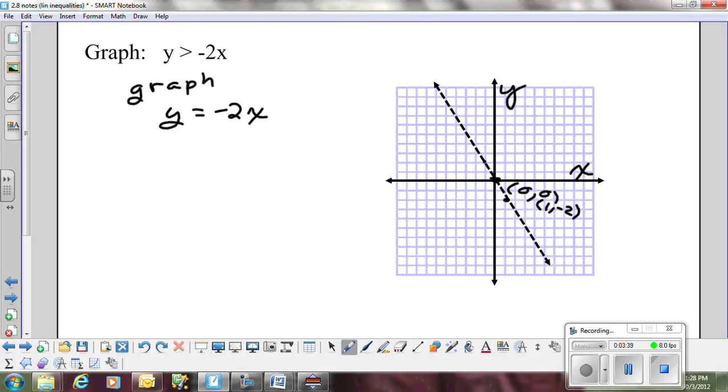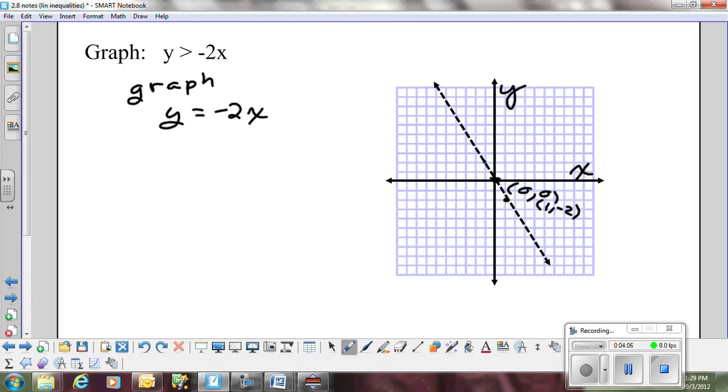Why did I make that a dotted line? It's not equal to. Because there is no equal. So if a point were to fall on that line, it would not be a solution to my inequality. Now, I have to decide, do I need to shade the area to the right or to the left? Right. Okay, we all think it's right? Okay.